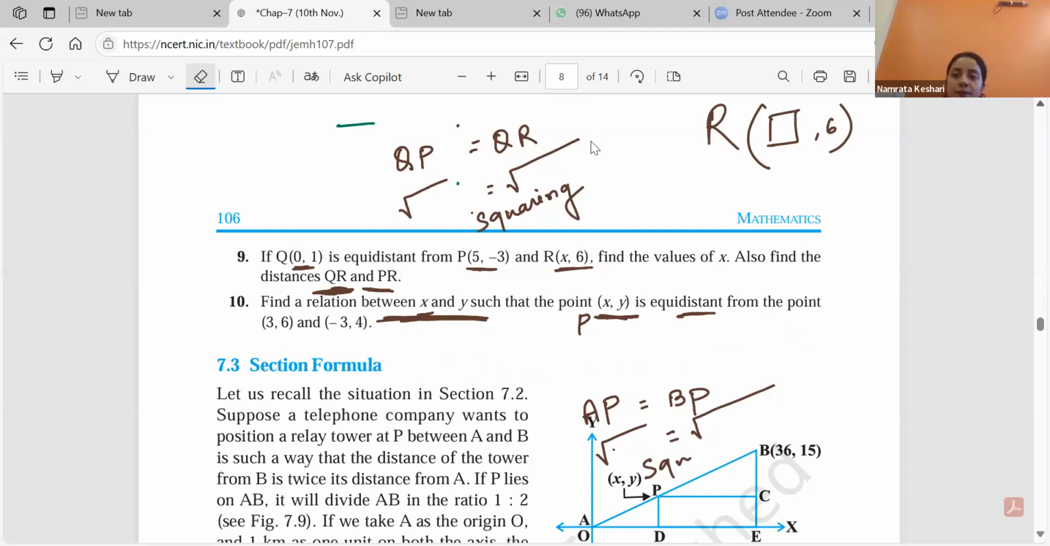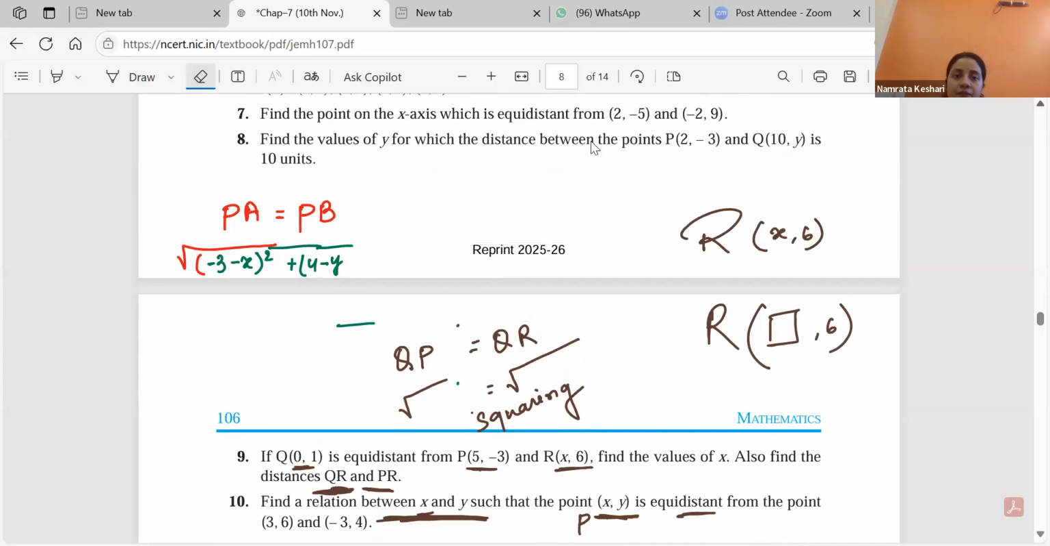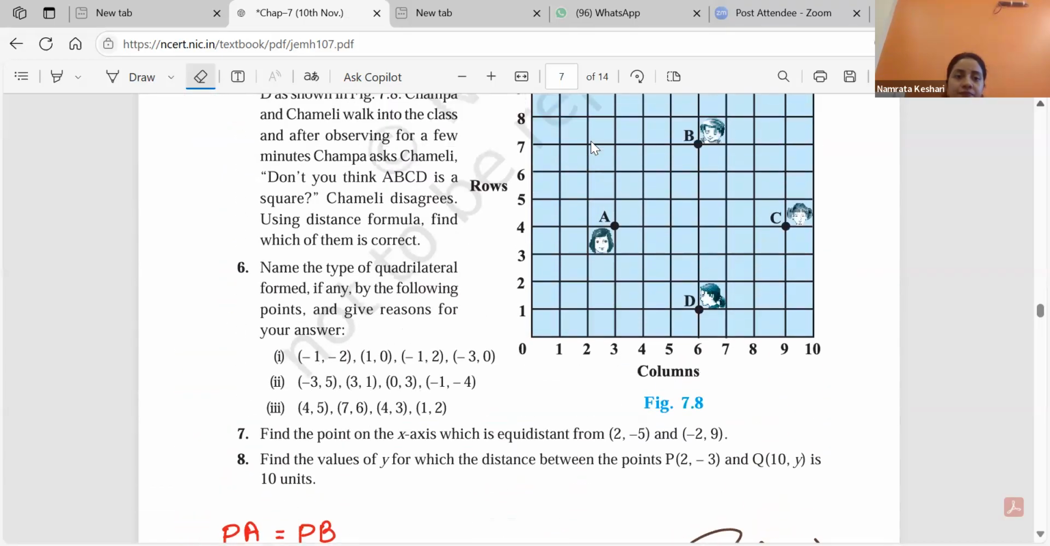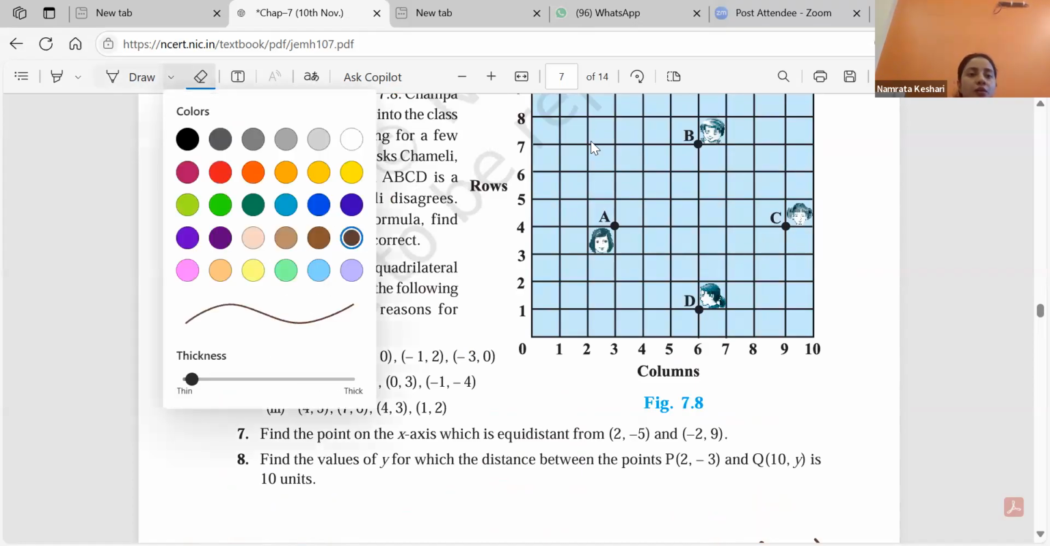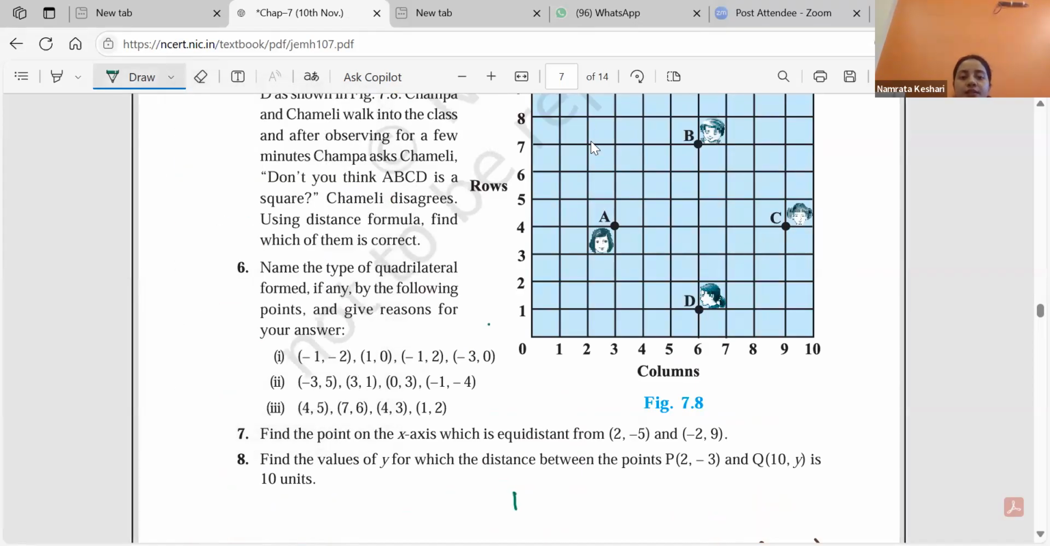Let's move on and see. Question number 8. Find the value of y for which the distance between P and Q is 10 units. It is already given that the distance PQ is 10 units. Find the value of y. You can see the P coordinate and the Q coordinate. Here there is one unknown. Can you see y is there?